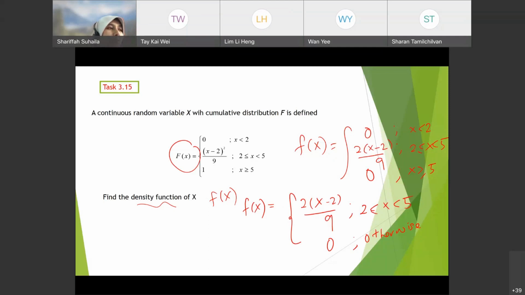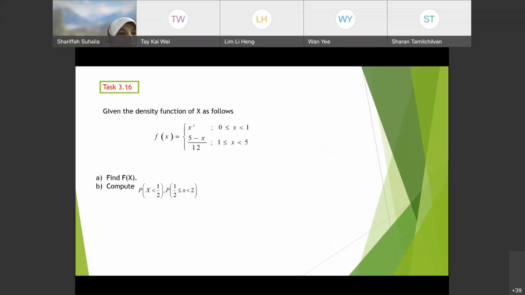Based on your cumulative distribution function. So itu yang melibatkan one range saja, maksud saya between 2 and 5 je lah. So again, we will look at what happens when x less than 2, what happens when x greater than 5. Now we have two ranges. Task 3.16.